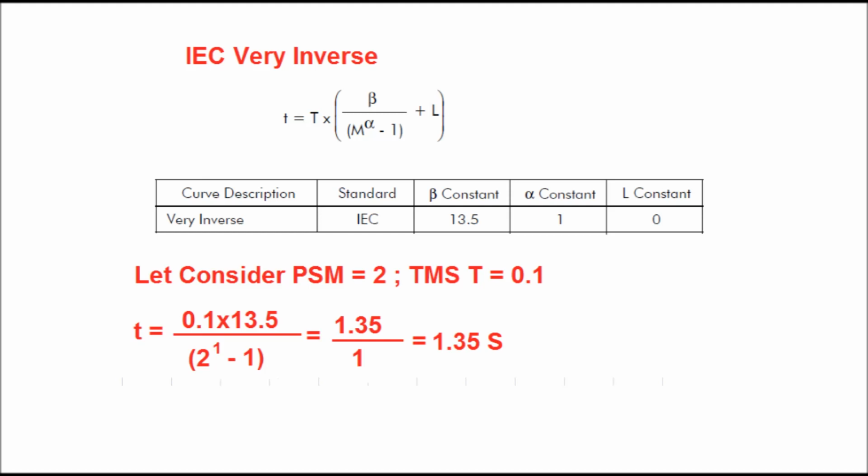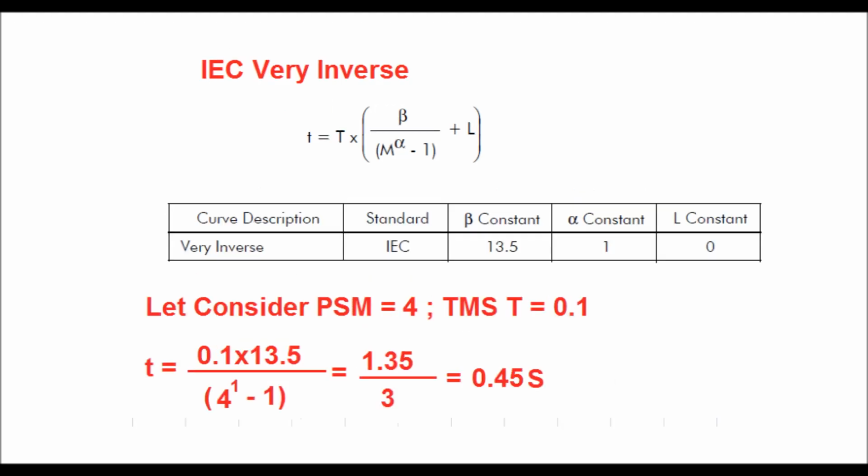For these two values, the trip time T is equal to 0.1 into 13.5 divided by 2 to the power 1 minus 1, that is 1.35 divided by 1, which comes as 1.35 second. But in case of IEC standard inverse, it was 1 second.